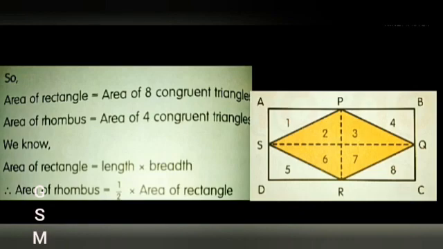Area of rectangle = area of 8 congruent triangles, and area of rhombus = area of 4 congruent triangles. We know area of rectangle = length × breadth, therefore area of rhombus = 1/2 × area of rectangle.